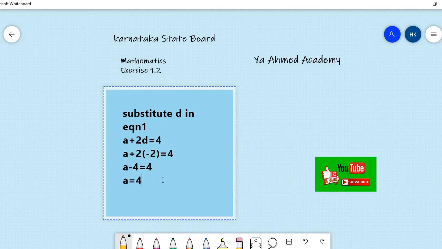Minus 4 will come this side, it will become plus 4. Then you get the value of a as 8. So in the next step, what we followed is to substitute the given value of common difference in equation 1. By completing this step, we've got the first term value. Now as we have the common difference value as well as the first term value, write down the nth term formula to find out a term which has 0 as its value.